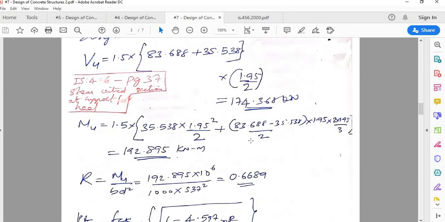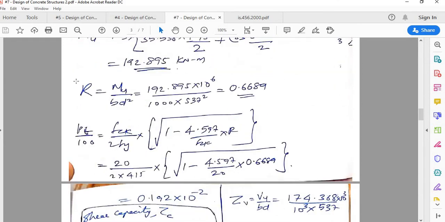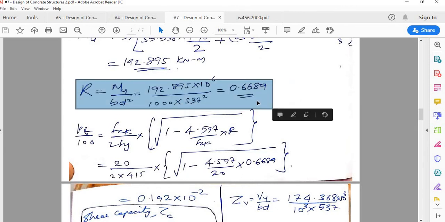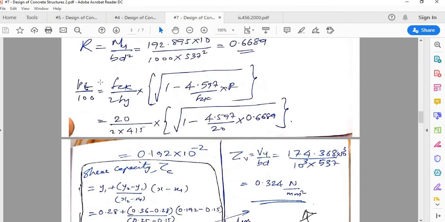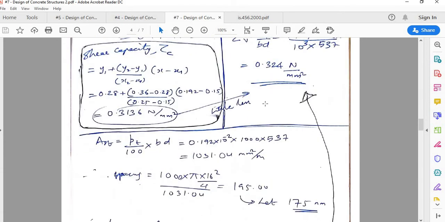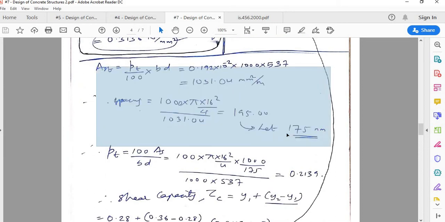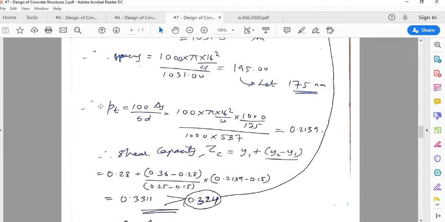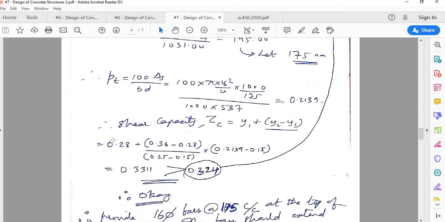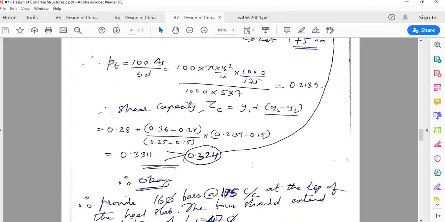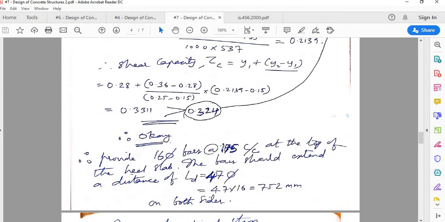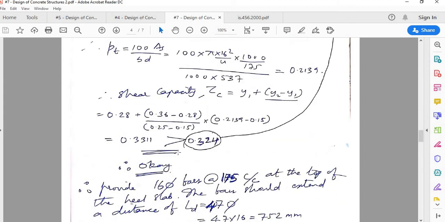Once you get factored shear force and factored bending moment, exactly the same procedure: you will first design for bending moment so that shear design will be convenient. Calculate Pt by 100, then for that Pt you calculate Ast and spacing, and based on that Pt you check for shear, and we are getting it okay.